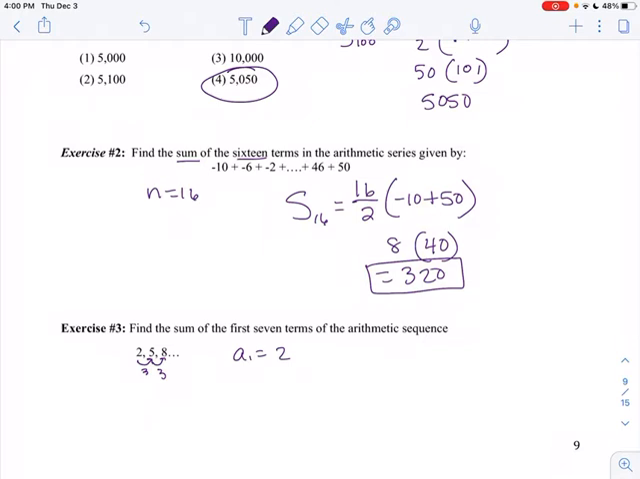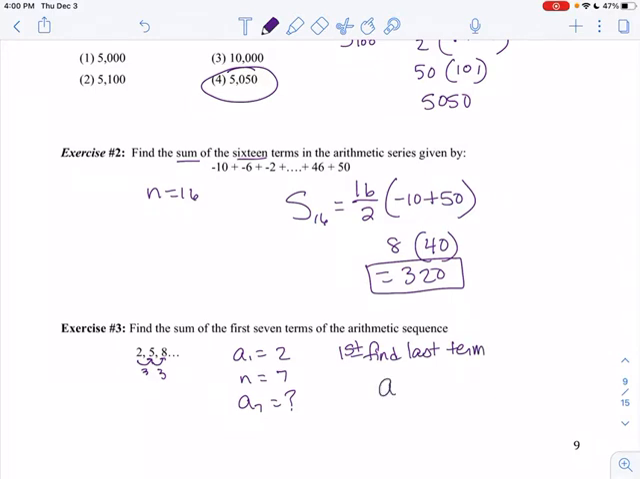And I know that I want 7 terms. The problem is I don't know what my last term is. I don't know what a sub 7 is. So I have to figure that out in order to use that formula. So I have to first find the last term. How do I do that?